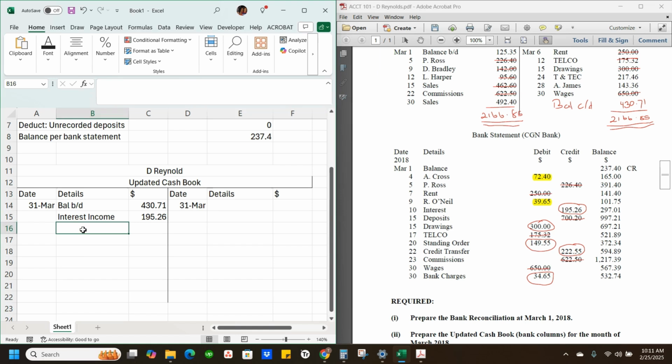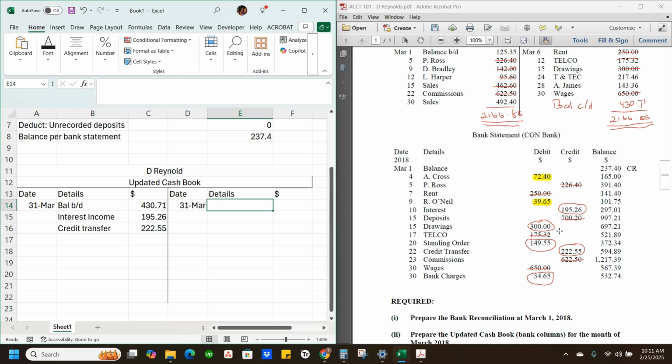So let's continue. We have that credit transfer for $222.55. Good, so I think that's it for the credit side. Let's head over to our credit side of the cash book and enter what we see on the debit side of the bank statement on that side.